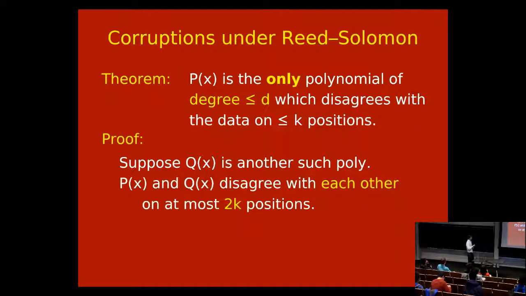Now, if you look at the values of P of x and Q of x on the first d plus 2k plus 1 points, P is almost in all positions equal to the received list, and Q is also almost equal to the received list. So P and Q must be almost always equal to each other. If P agrees with a fixed list except at most k positions, and Q agrees with the same list except at most k positions, then P of x and Q of x disagree with each other at most 2k positions. Right?